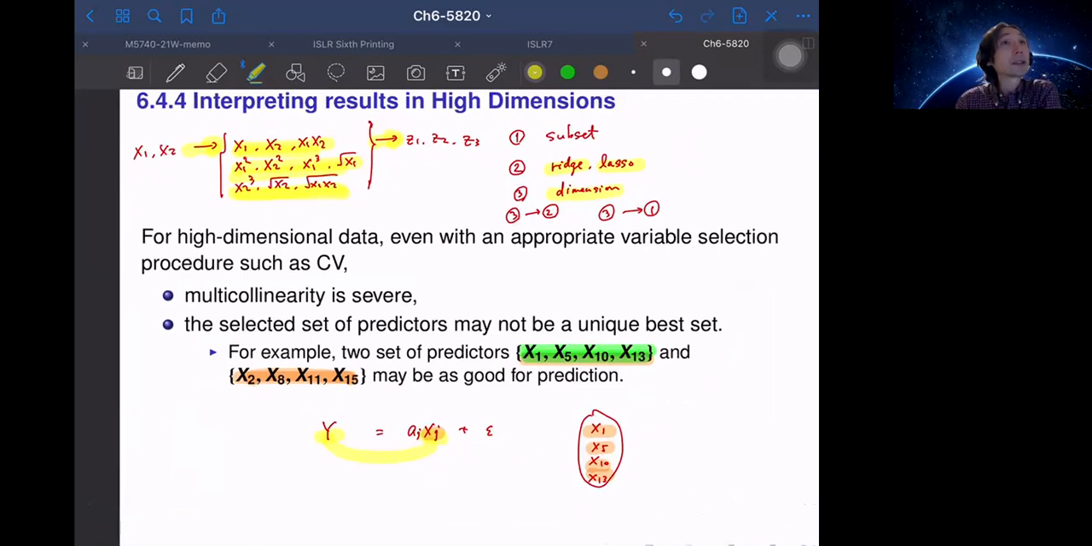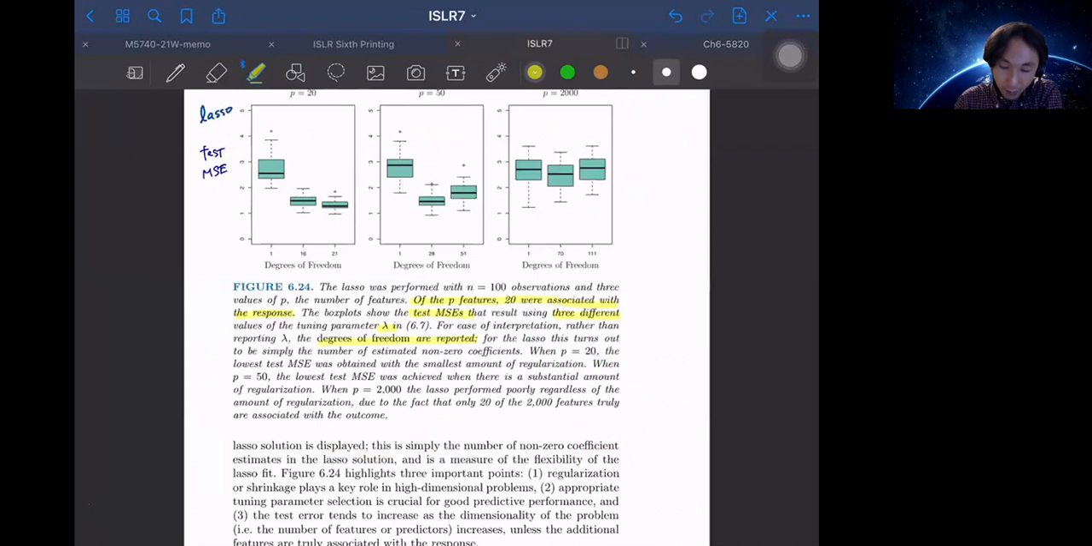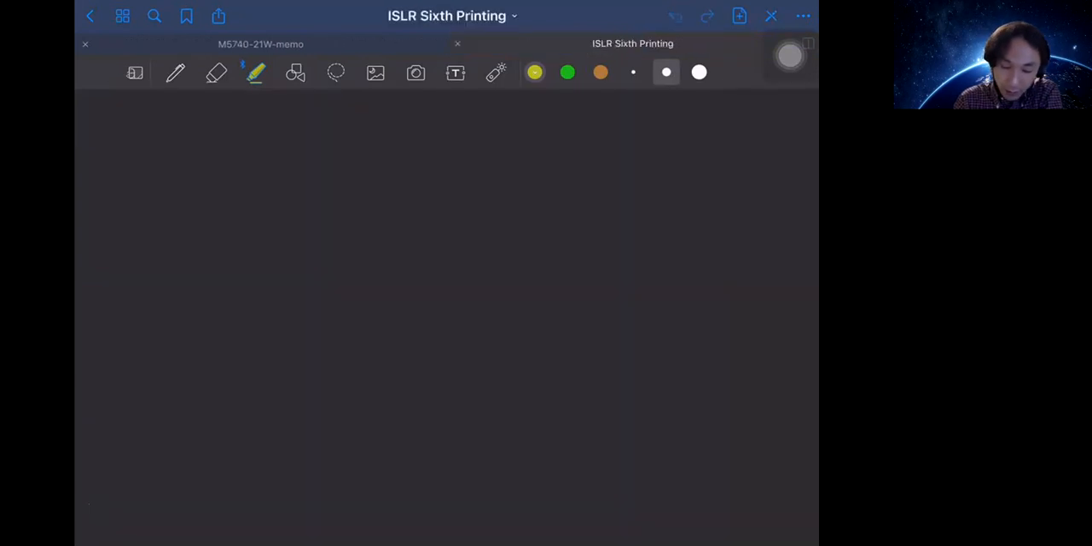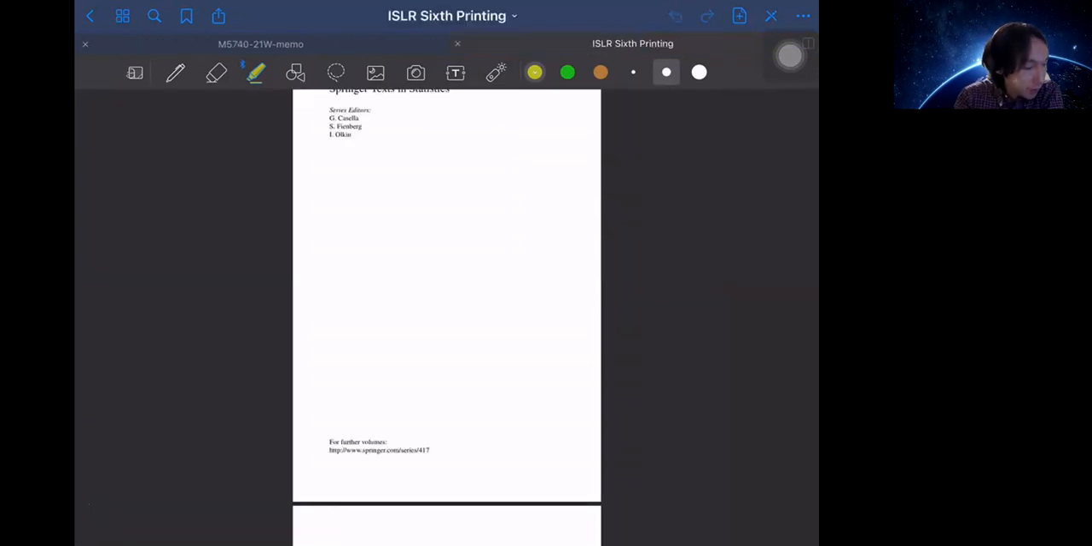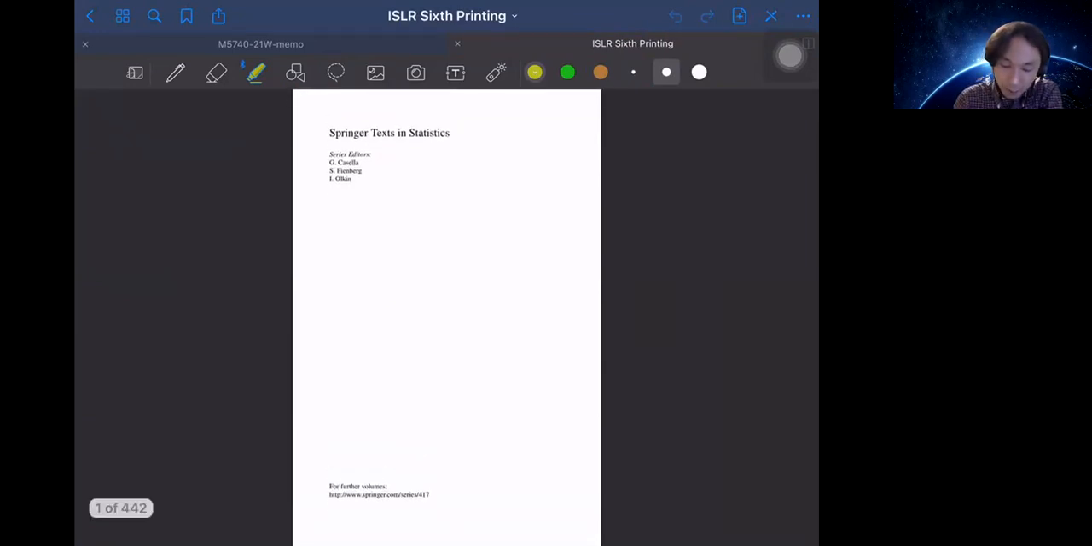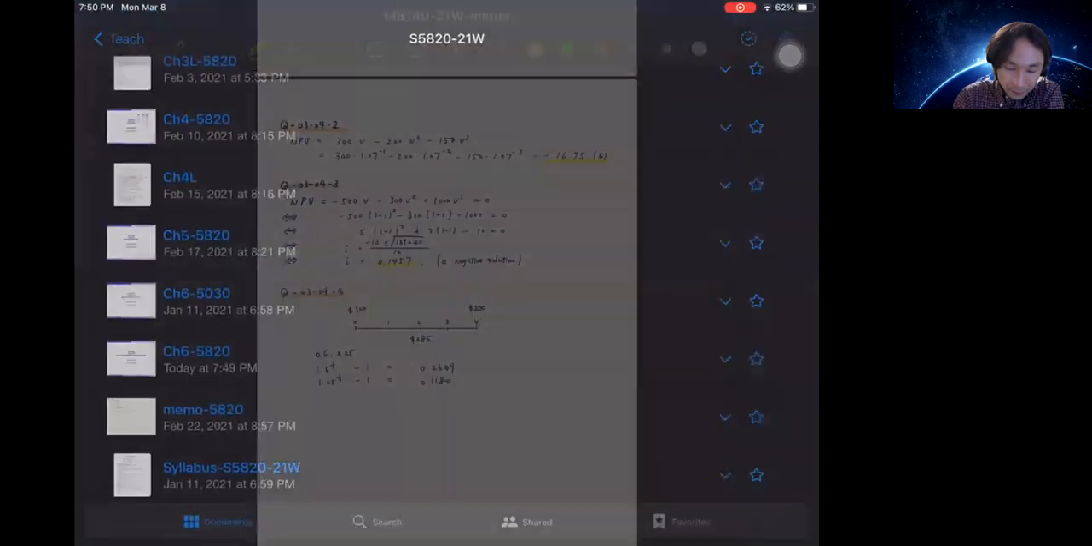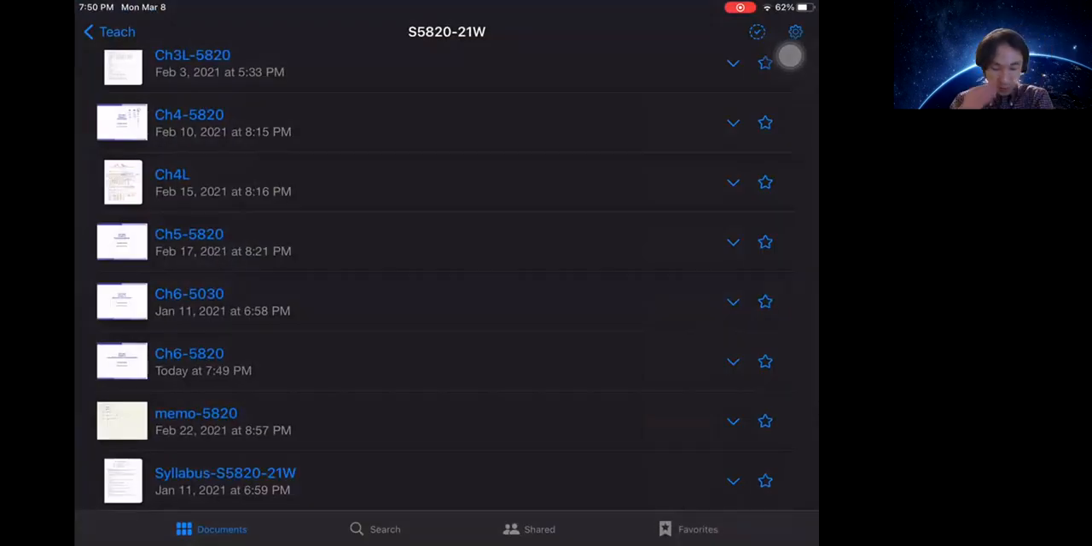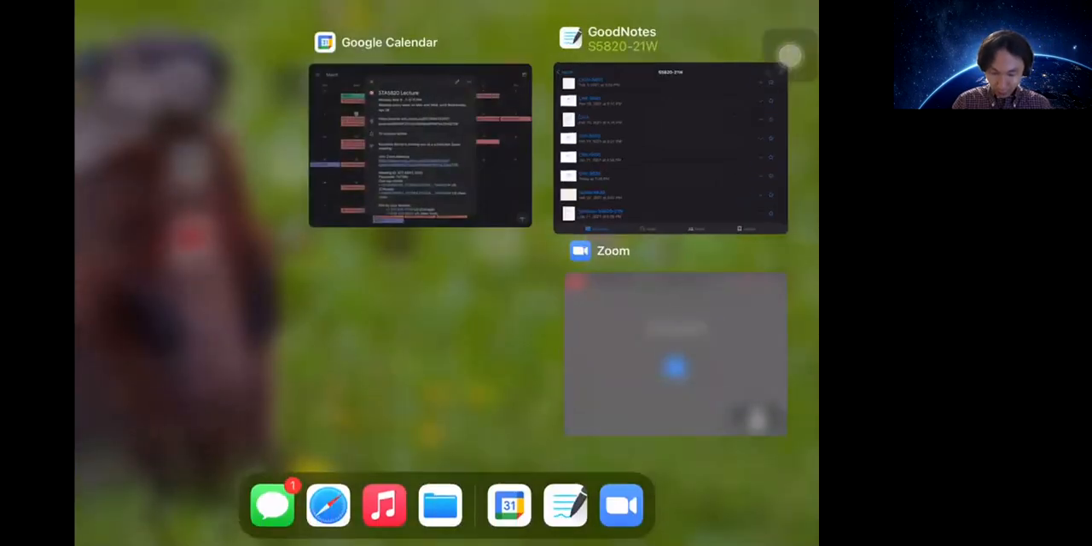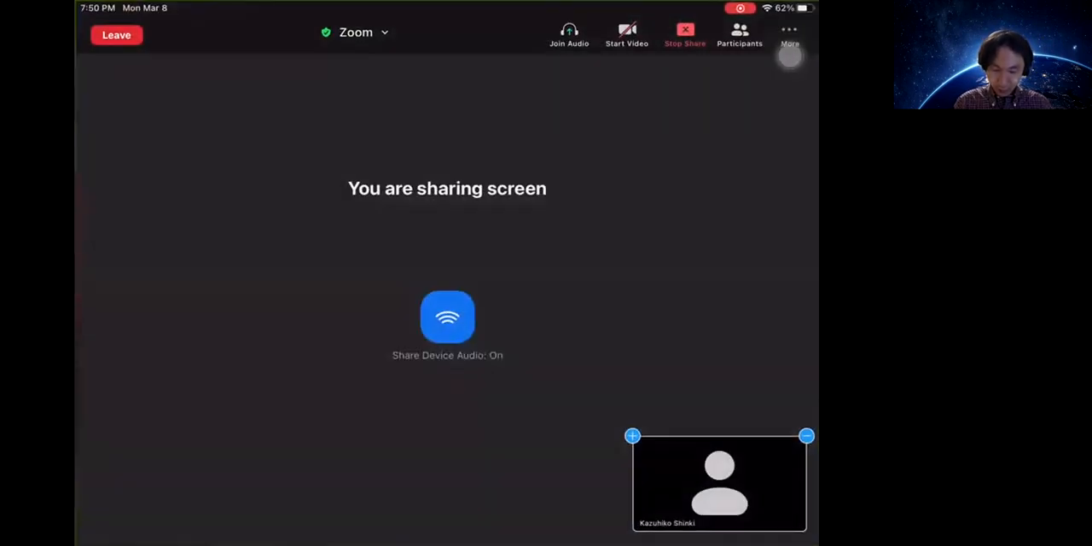Okay, so that is chapter 6. Today we want to cover some of the code for chapter 6. For chapter 6, I have 2 files for the lab session. Sorry, I have to go back to the computer screen.